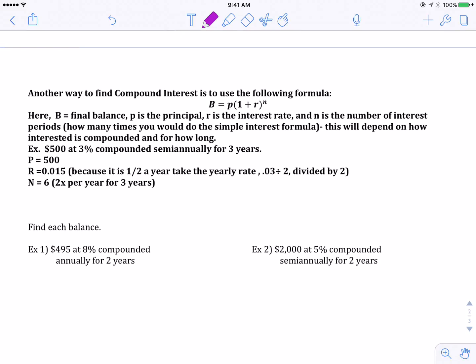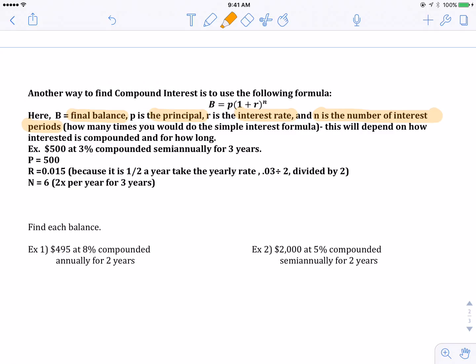So if you take a look at the next page there in our notes, it says we have B equals P times (1 plus R) to the nth power. What a mess that is. But it's really not that hard. You have to take a look at what it's talking about. B is the final balance. Of course, P is the principal. R is the interest rate. And N is the number of interest periods. How many times you would do the simple interest for the formula. So you have to think about that a little bit differently.